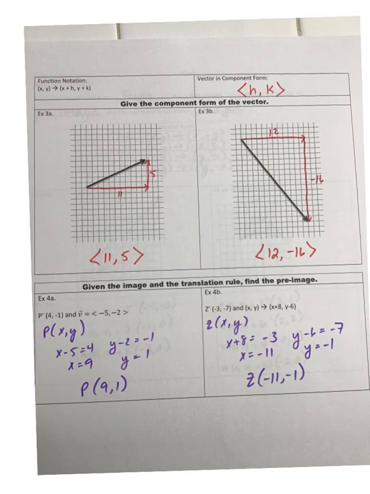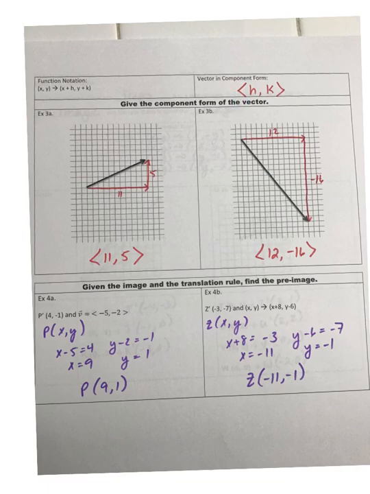Here we are on translations, page 2, and we're going to look at something called the vector notation. On page 1, we looked at the function notation, xy goes to x plus h, y plus k. Well, we can shorten this to this vector notation.